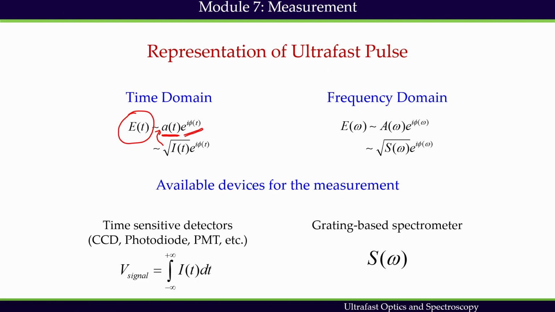On the other hand, in frequency domain, a pulse is represented as field envelope in the frequency domain and its spectral phase. And this field envelope is related to the spectrum which we record following this equation: A(omega) equals square root of S(omega).